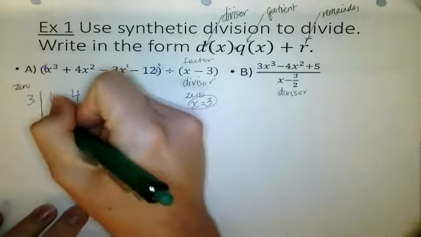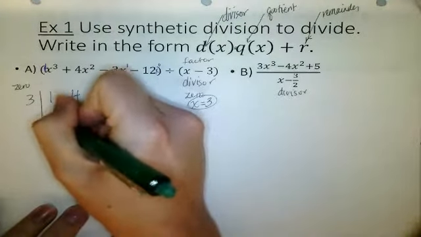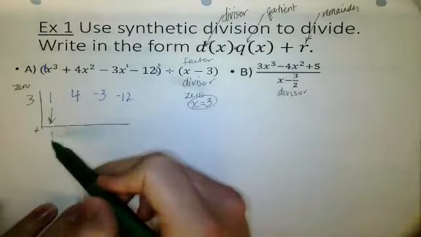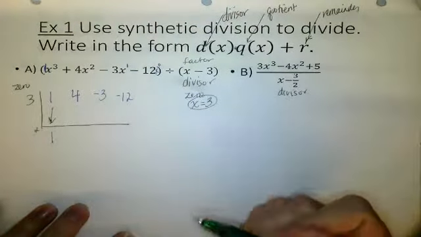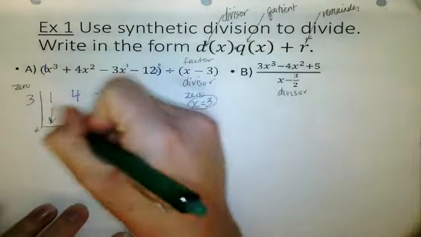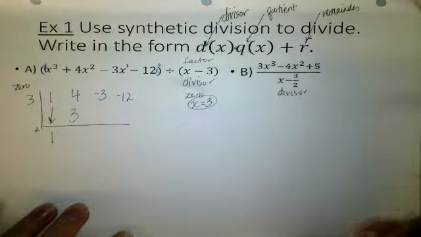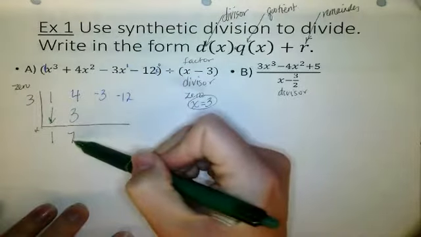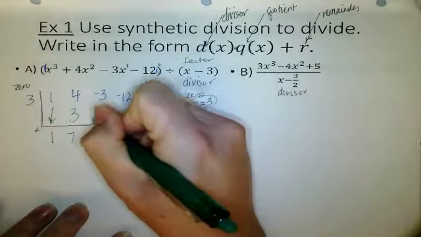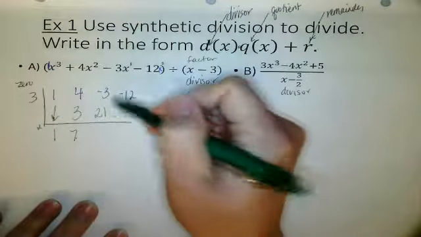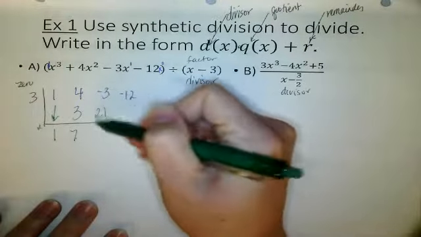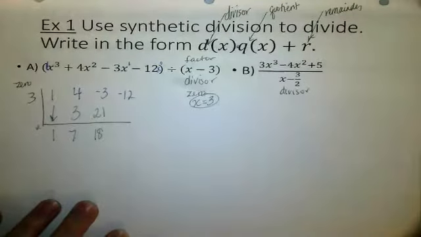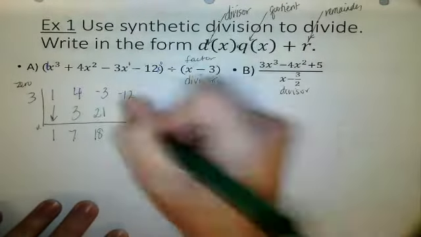So we start with a 1, and I'm combining it with nothing. 1 plus nothing is 1. And then we multiply 1 times 3. 1 times 3? 3. We write the result in the next column. And then you combine 4 and 3? 7. And you multiply 7 times 3, 21. Write the result in the next column. You combine negative 3 and 21, 18. And you multiply 18 times 3, 54.